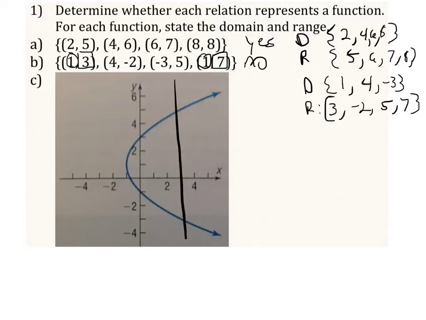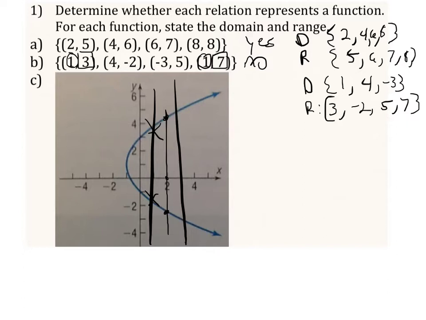C is not a function. I draw a horizontal line, it hits twice. So that means that here at 2, if you look right there, 2 has one y value, which looks to be about 4.5, and the other y value looks to be about -2.5. So, no, not a function for C.